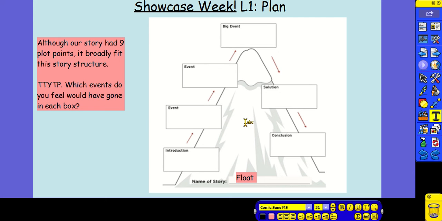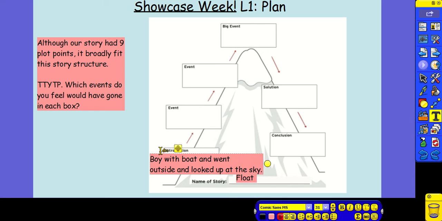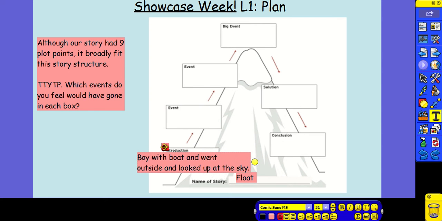I'm going to break down the story how I think it fitted into this story mountain. So in the introduction, we see the boy with the boat. The boy constructed, he built the paper boat, and he went outside and looked up at the sky. Now, when we wrote about that, we used lots of beautiful language. I'm not doing that now. I'm just showing what happened in the story.